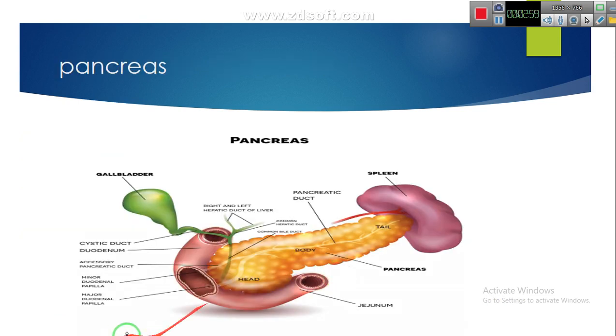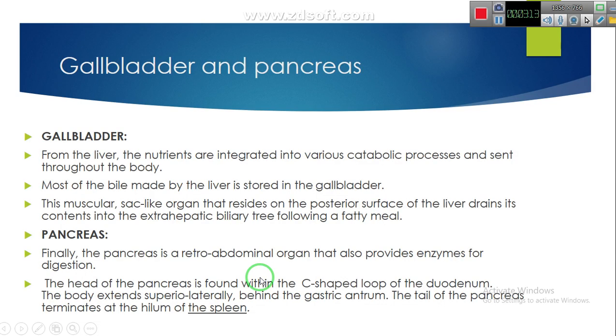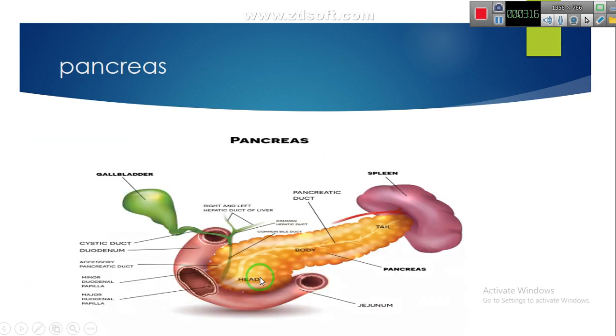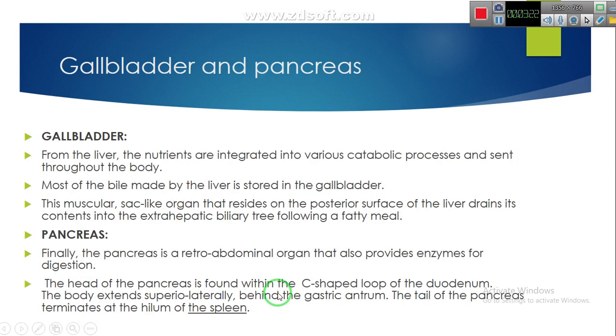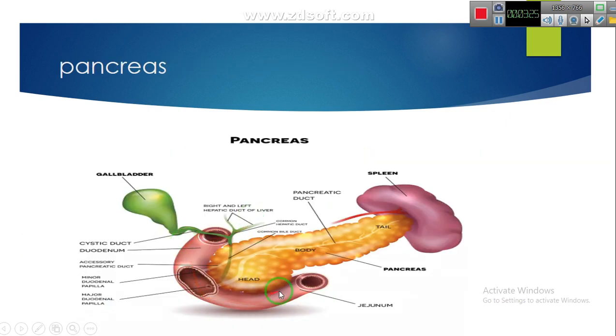Here you can see it. This is the body of the pancreas, this is the tail of the pancreas, which resides at the spleen or the hilum of the spleen, and this is the head, which resides at the C-shaped loop of the duodenum, here. This is the gallbladder. This is the pancreatic duct, and this is the spleen.